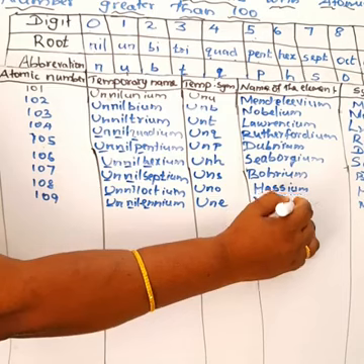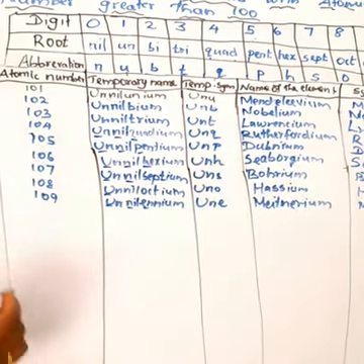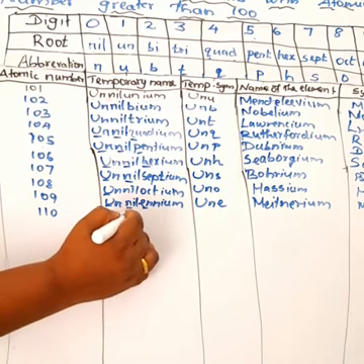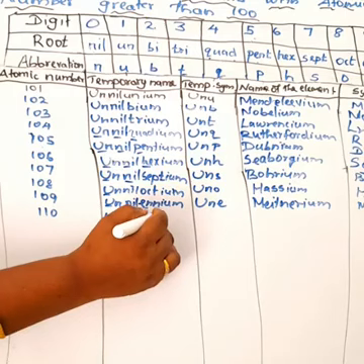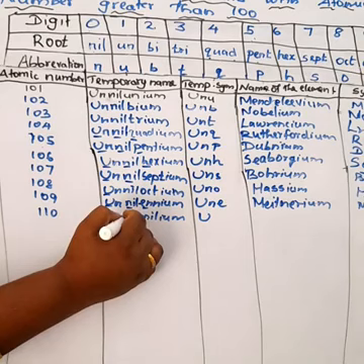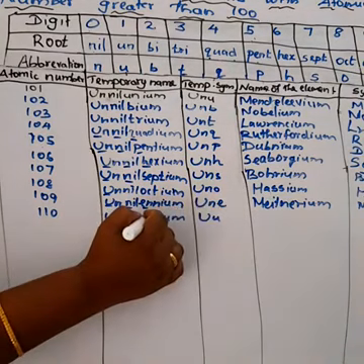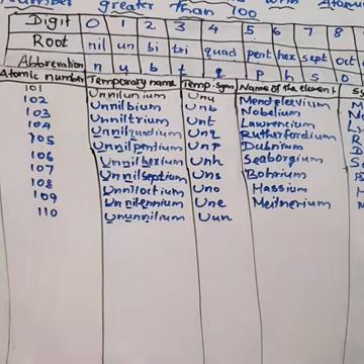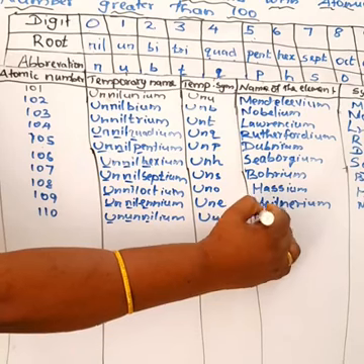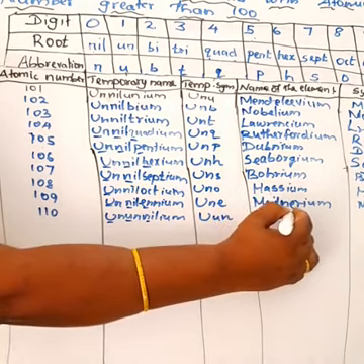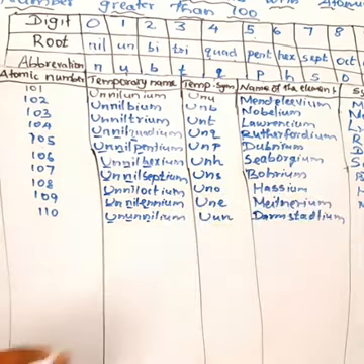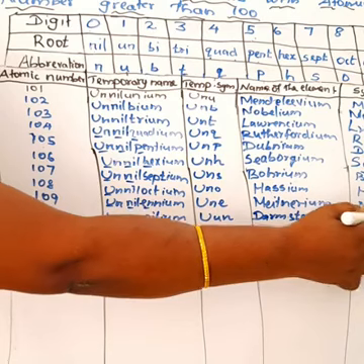And 110. What is the temporary name? Un for 1, again un for 1, and nil for 0, and suffix ium. Understood? The temporary symbol is U for un, again U for un, and N for nil. What is the name of the element? Darmstadtium. The symbol for Darmstadtium is Ds.